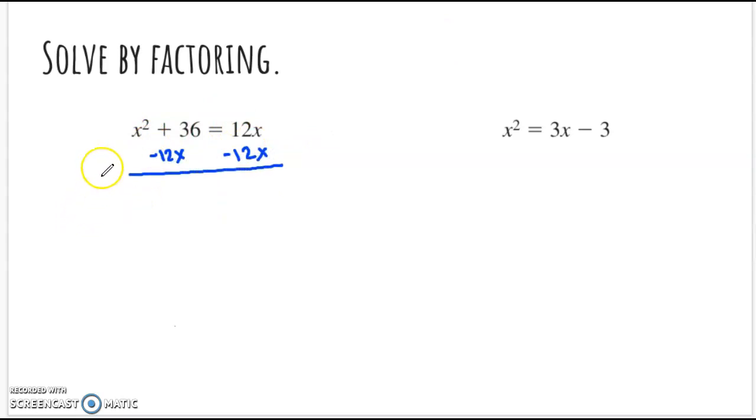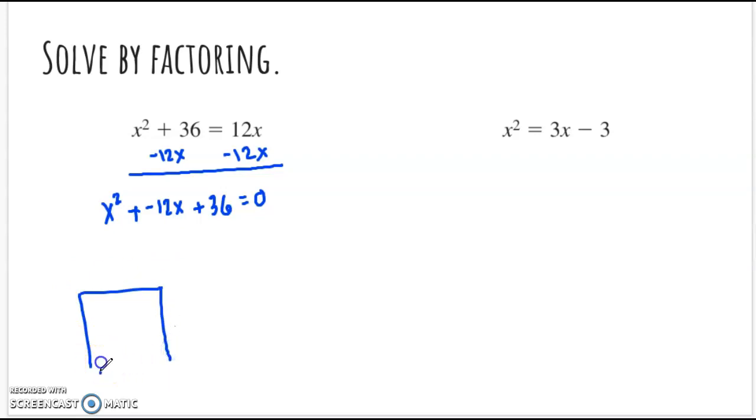There we go. It's a little neater. So I end up with x squared plus a negative 12x plus 36, and that's equal to 0 right there. And now from here, I can go ahead and grab my box, do my box method to factor, right? So if I'm trying to factor this out, I know I've got my x squared, I've got my 36, I know x times x makes x squared, 6 times 6 makes 36, and if I make those negative, am I going to get that negative 12x?